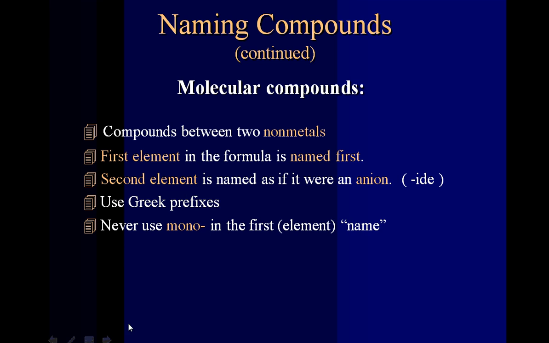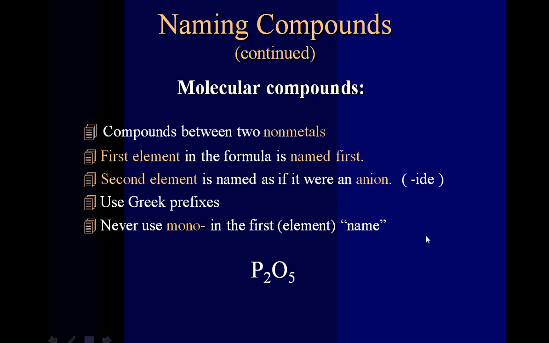Now, we must use Greek prefixes when we have a molecular compound, or nonmetals with nonmetals. So use the Greek prefixes. However, we never use mono on the first element. We'll use mono on the second one, like carbon monoxide, but we wouldn't call it monocarbon monoxide. Okay, that's just the naming convention. Don't worry about it.